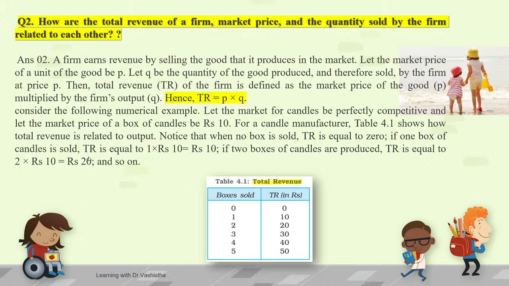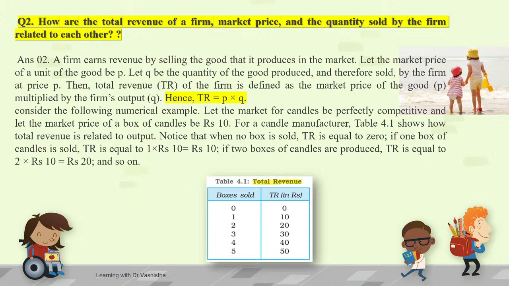First of all, a firm earns revenue by selling the good that it produces in the market. What the firm earns by selling the product in the market is called revenue. Now assume the market price is small p, and small q is the quantity of goods produced and therefore sold by the firm at price p. p is the prevailing price in the market.